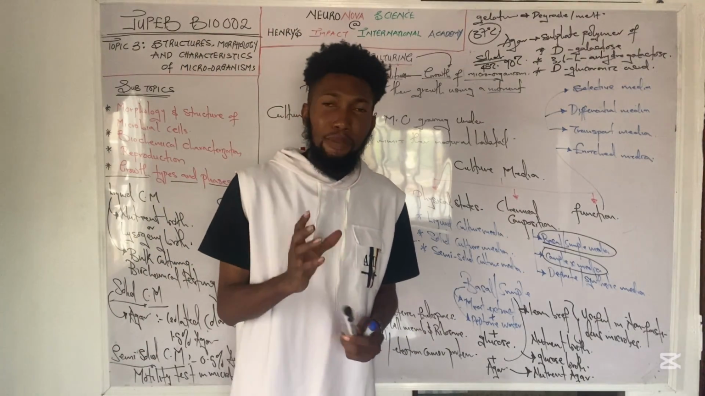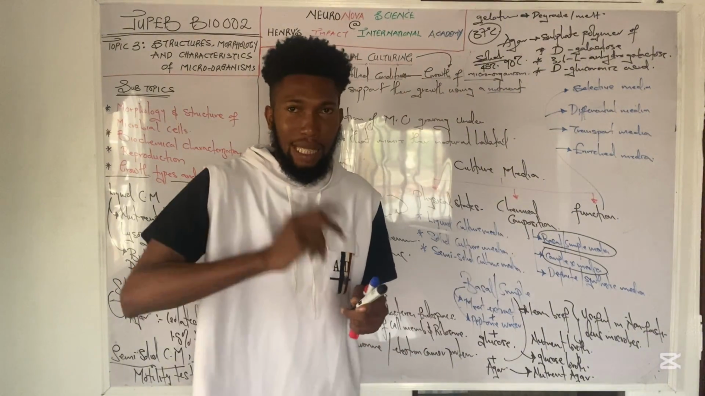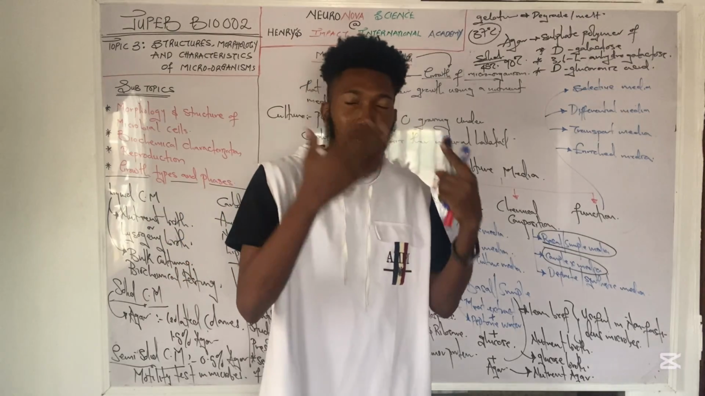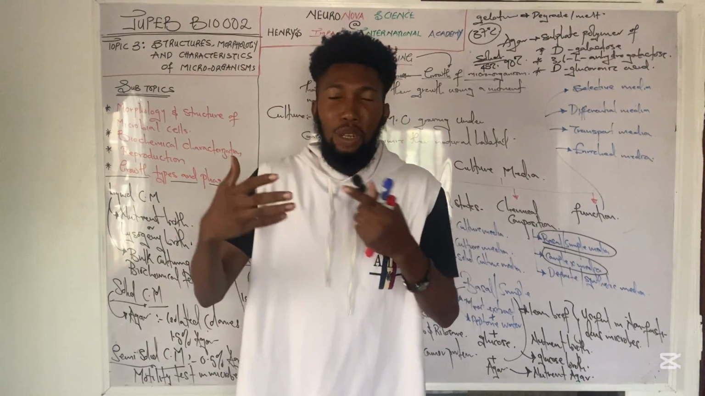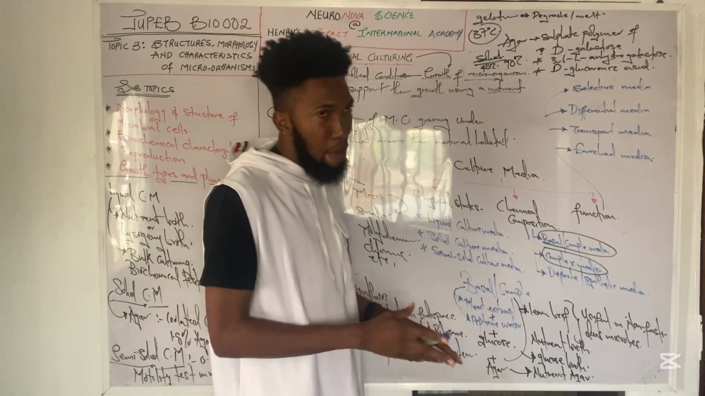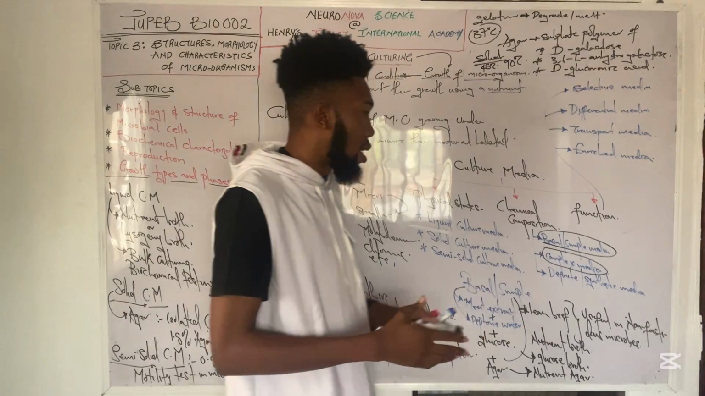Now, your complex media, pay attention to that. Your complex media are used in growing fastidious microbes. Fastidious microbes now are microbes that have what? That have certain or huge nutrient requirements for growth. So it can't just be meat extract and peptone now. You will need extra kind of what?